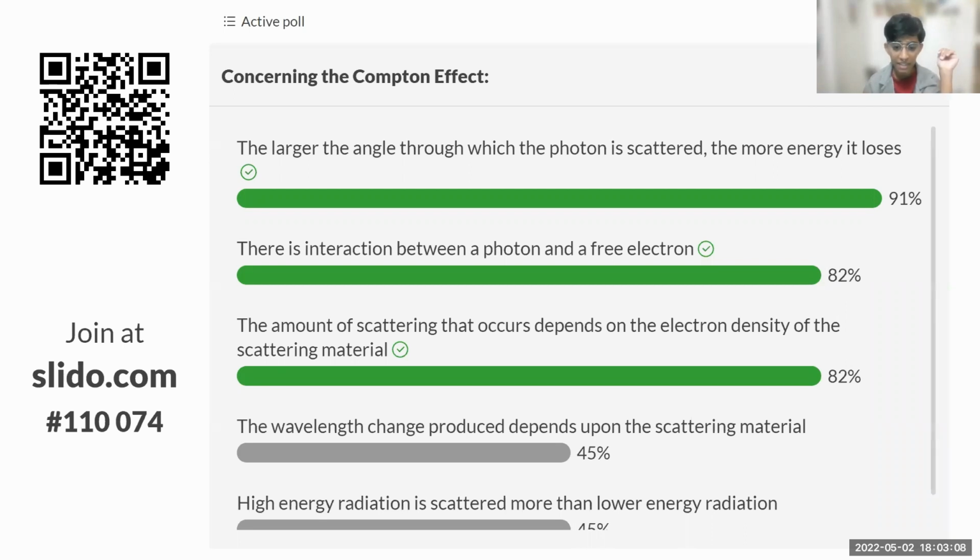The amount of scattering that occurs depends on the electron density of the scattering material. So here's where it gets a little tricky. Here's where there may be a little ambiguity. First of all, the amount of scattering does not mean the energy change. Amount of scattering refers to the probability of scattering occurring, which we know depends on physical density and electron density.